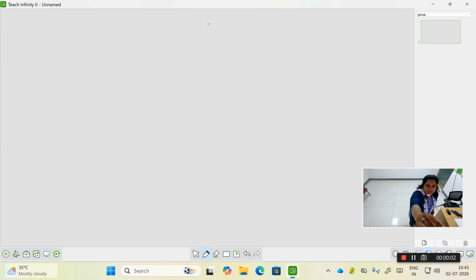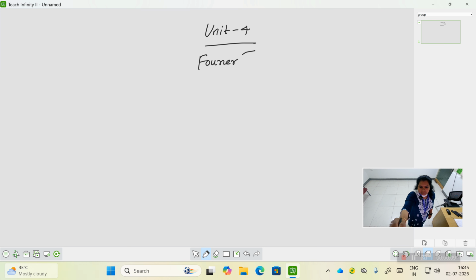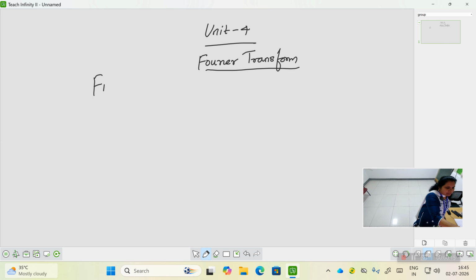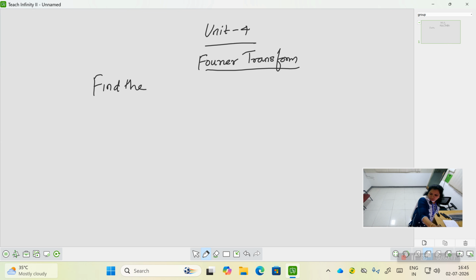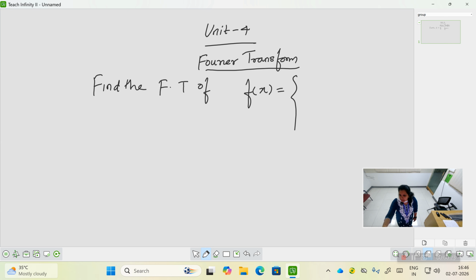Unit 4, Fourier Transform. Find the Fourier transform of f(x) = 1 − |x| for |x| < 1, and 0 for |x| > 1.